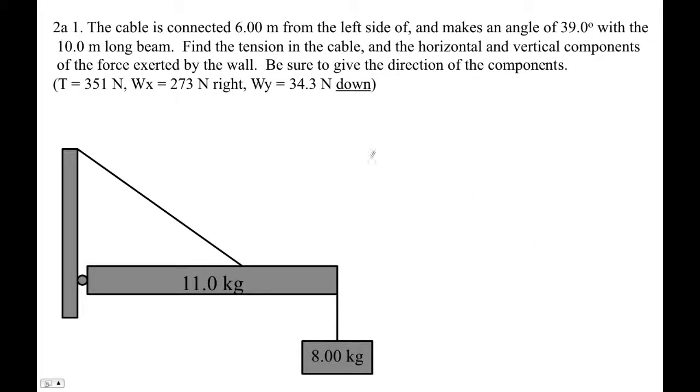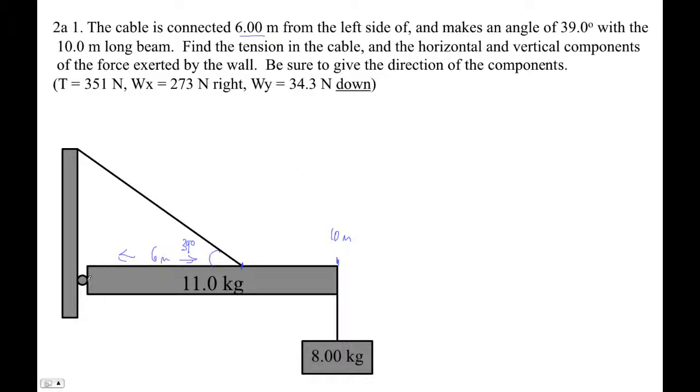All right, let's do another one of the hard ones from the second part of 9.3 here. The cable is connected 6 meters from the left side. So that point is 6 meters, right? It makes an angle of 39 degrees with a 10-meter long beam, so this end is at 10 meters. Find the tension in the cable, and the horizontal and vertical components of the force exerted by the wall.